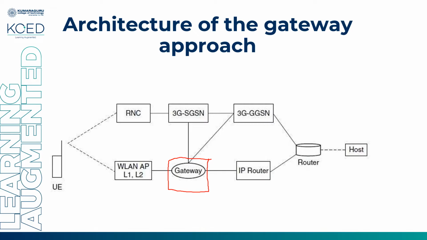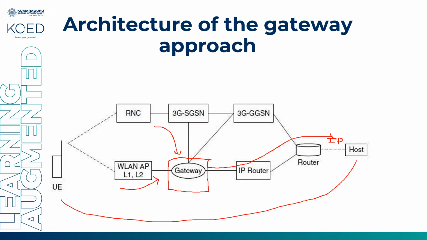So when the user equipment moves from wireless LAN to 3G or 3G to wireless LAN and still wants the IP service from this particular host, it can approach the gateway. Yes, so if it is in wireless LAN, it can approach the gateway. If it is attached to the cellular network, then also it will approach the gateway, and this gateway will forward the packet between intermediate networks to the host, and from the host the service can be provided to the user equipment.